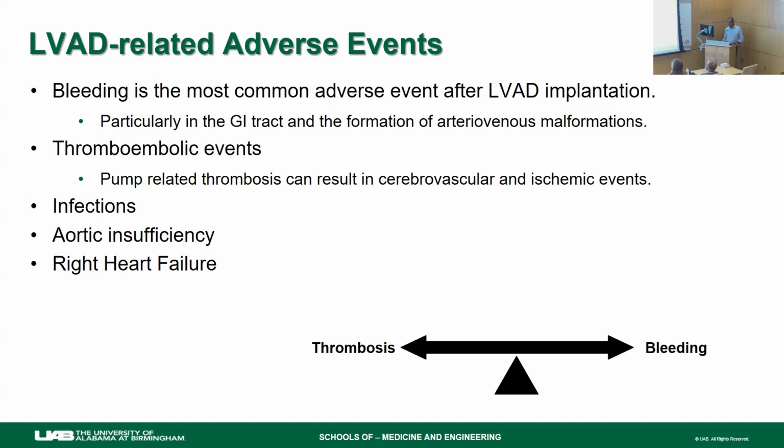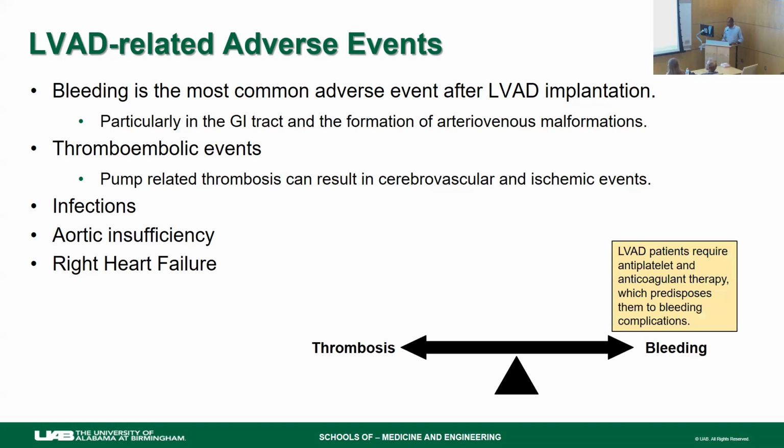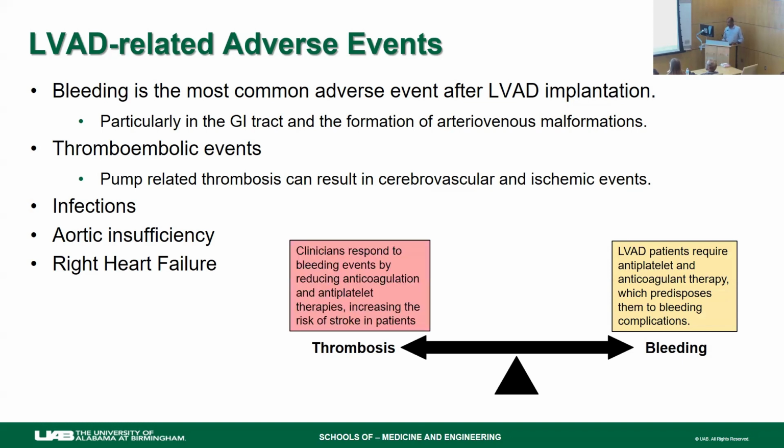There are several factors that put these VAD patients at risk for bleeding. We'll go into those in detail a little later. But once the VAD is implanted, the first thing that happens is these patients are put on anticoagulant and antiplatelet therapies, which predisposes them to bleeding. And then once they start bleeding, the way clinicians respond is by reducing the anticoagulation and antiplatelet therapy, and now there are increased risks for strokes and thrombotic events. So there's a fine balance in managing these patients, and really the challenge is how can we prevent bleeding in the first place, by addressing those other factors that contribute to bleeding, so we don't have to reduce anticoagulant and antiplatelet therapies.